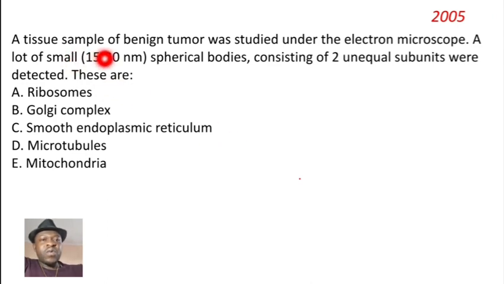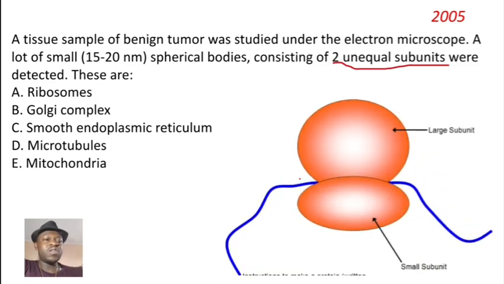A tissue sample of benign tumor was studied under electron microscope. A lot of small spherical bodies measuring 15 to 20 nanometers were observed, right? Consisting of 2 unequal subunits. Okay, so this is a very straight question, right? 2 unequal subunits. These are ribosomes, definitely. And this is the basic structure where you have what? The large subunit and small subunit, right? Okay, so it's ribosomes, right?